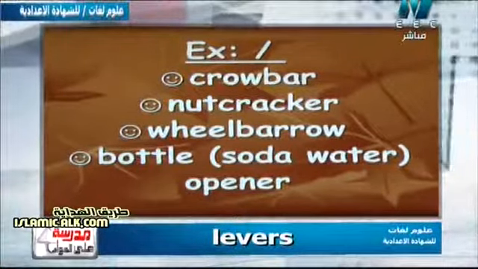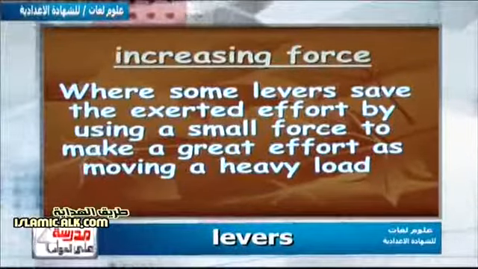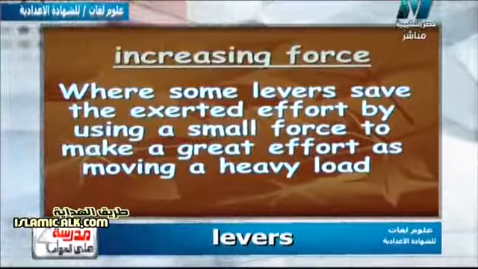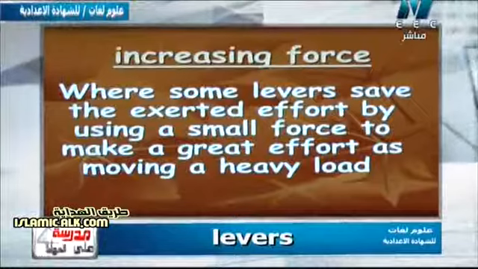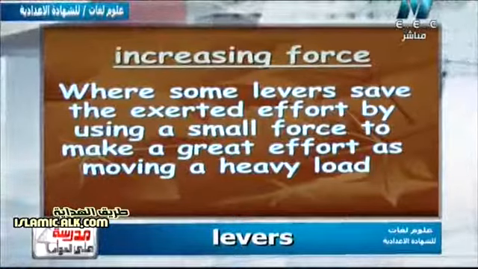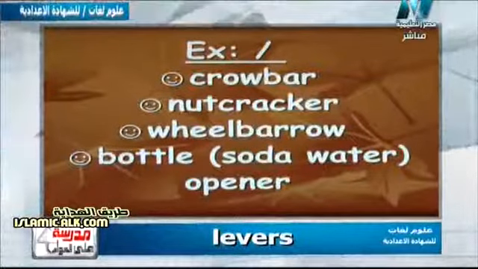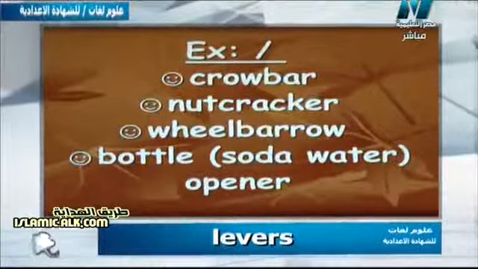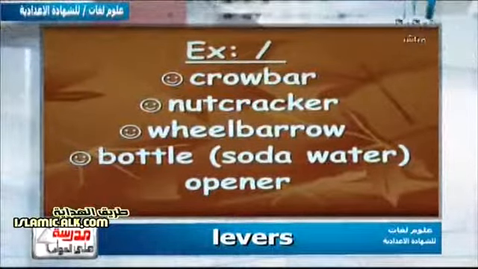So the first importance of lever is that increasing force. أول أهمية الليفر إن هي بتزود القوة، أو أقدر أقول عليها saving effort أو توفير المجهود. So we have many examples of levers that save effort or increase force, like the crowbar, nutcracker, wheelbarrow, bottle opener, and bottle soda water opener.